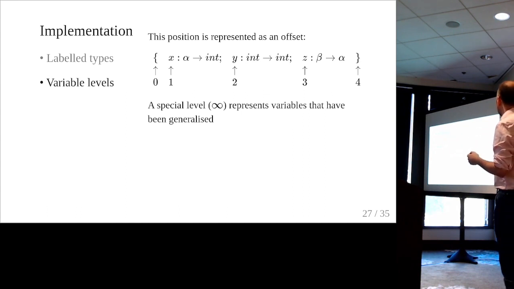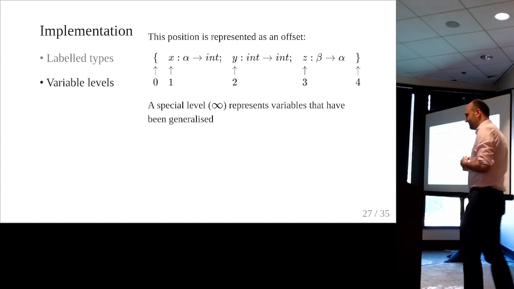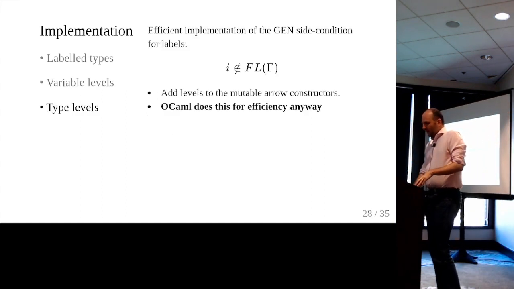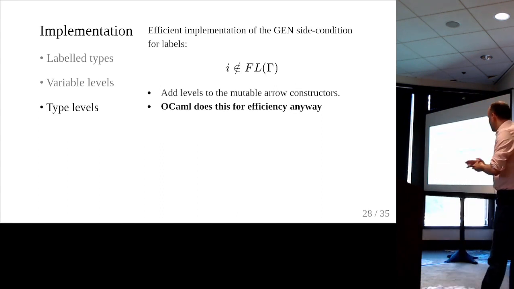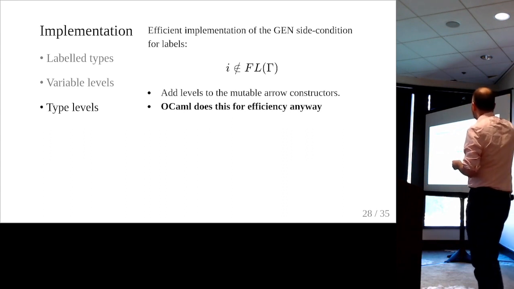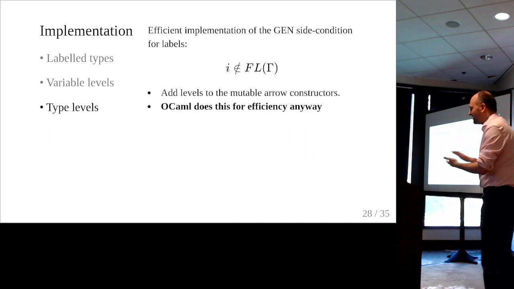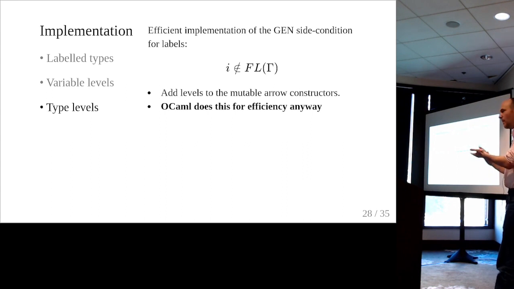That represents the variables that have been generalized. Right, and so doing the side condition on our for all, the side condition on our application rule is basically the side condition on our generalization. It means, again, putting levels on these arrow constructors as well, and tracking where in the context the arrow constructor might appear.